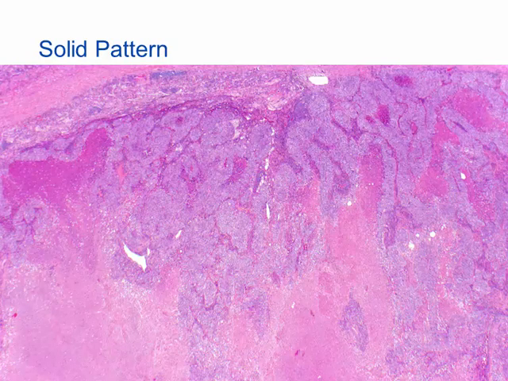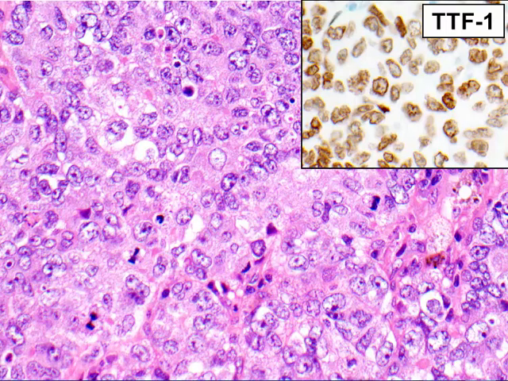A solid pattern of adenocarcinoma can be difficult to distinguish from a solid pattern of a squamous cell carcinoma. Therefore, if in doubt, immunostains should be performed. In this case, the neoplastic cells were positive for TTF1, indicating a solid pattern of lung adenocarcinoma.